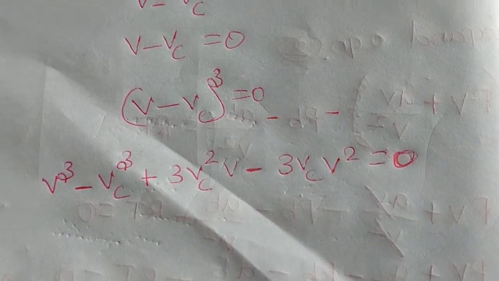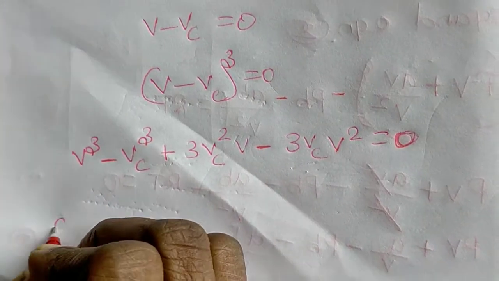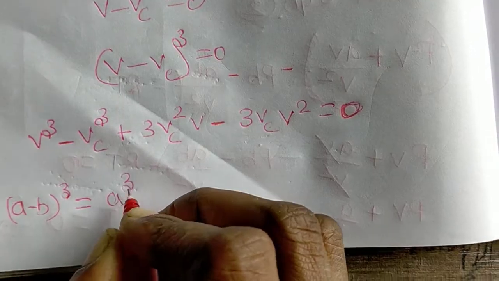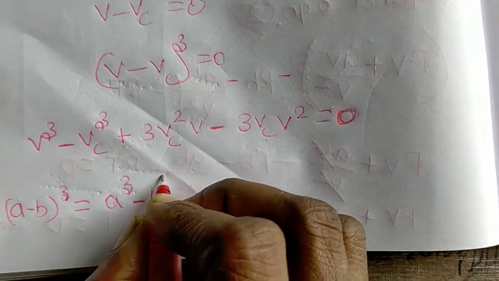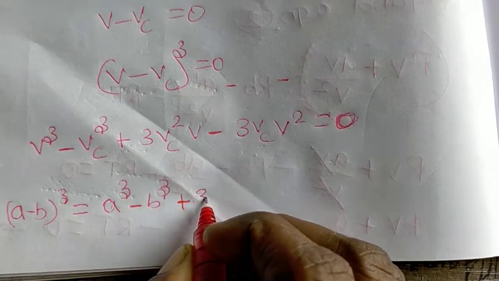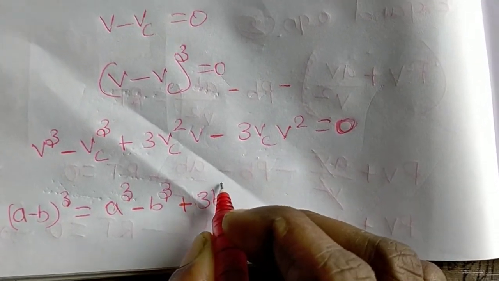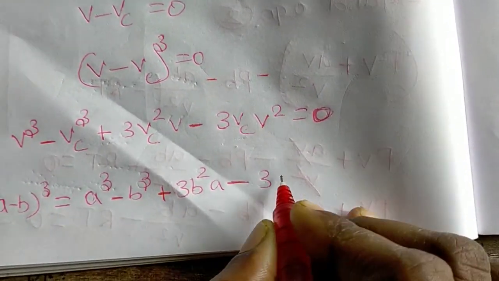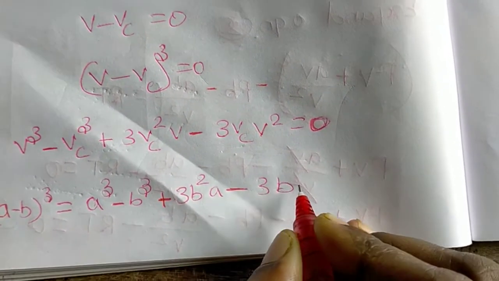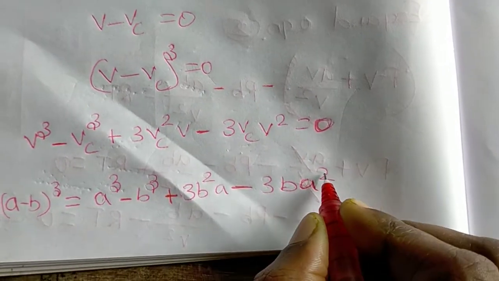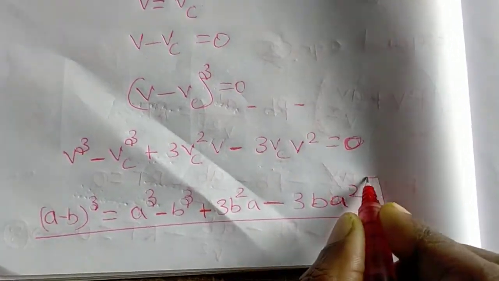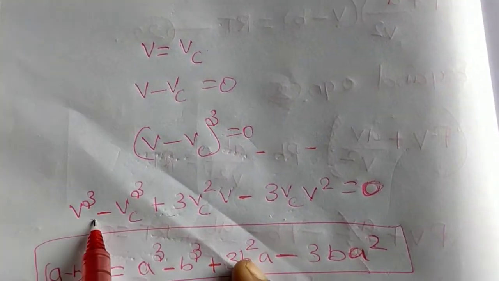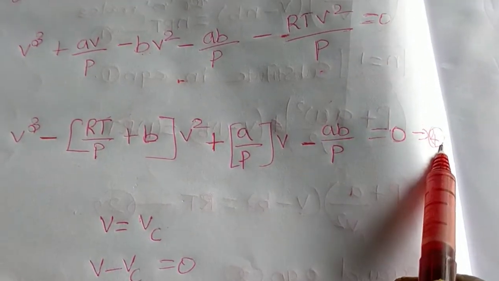So how to write it in a simple way? A minus B the whole cube equals A cube minus B cube plus 3B square A minus 3B A square. Okay, so you can use this equation to write this cubic equation. So equalize this cubic equation with the equation number 4.